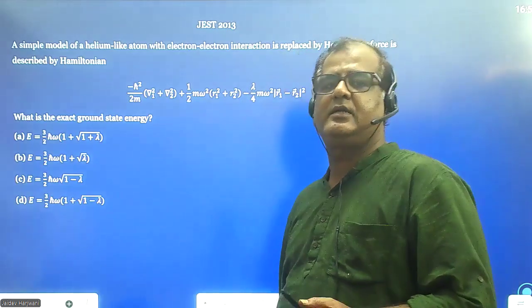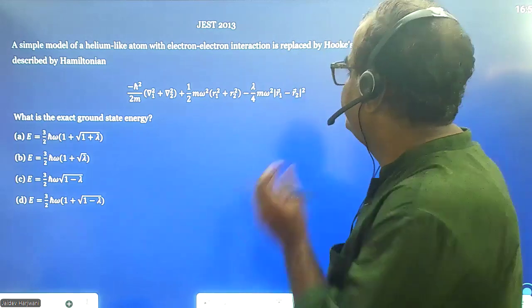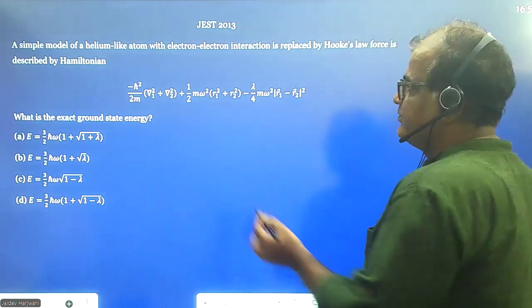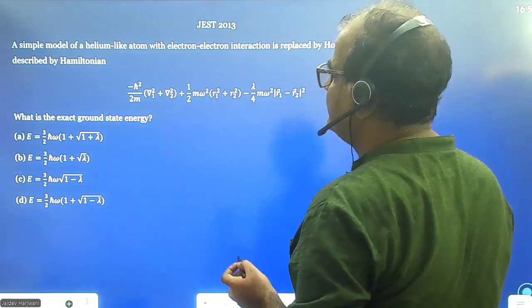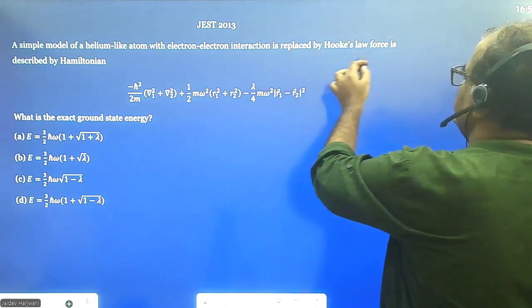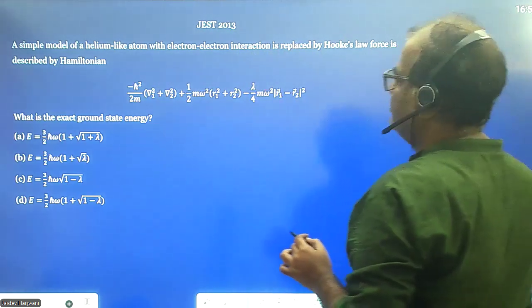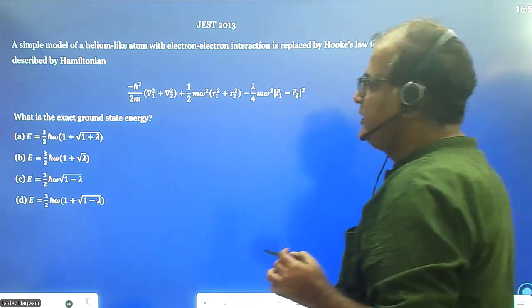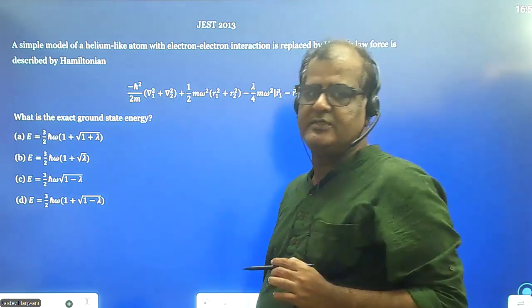Hello students, let us see this problem from the JEST 2013 question paper. In this problem, they say a simple model of a helium-like atom with electron-electron interaction is replaced by Hooke's law of force and described by the Hamiltonian. And we need to calculate the ground state energy.